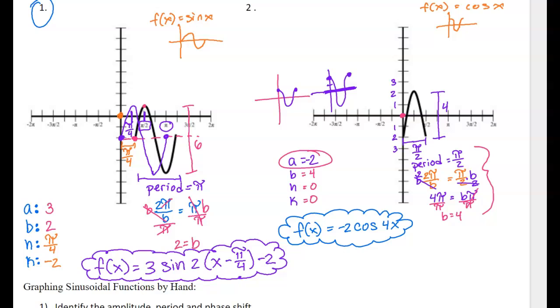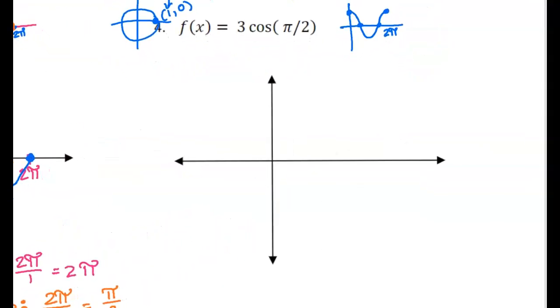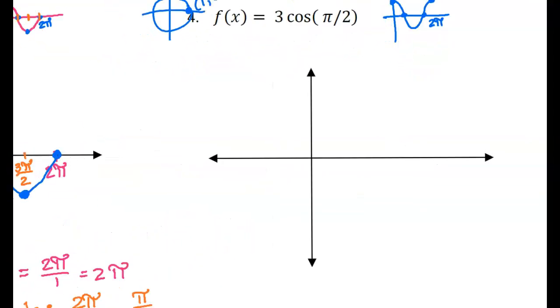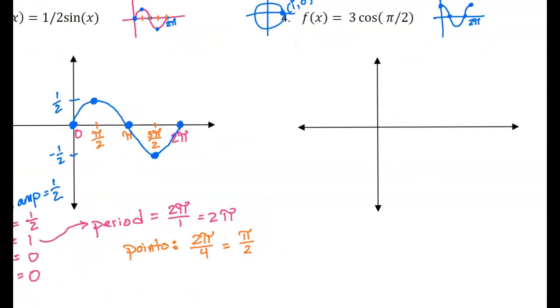Okay, so now let's go back and do the other type of problem. We're given the equation and we have to graph it. So just like always, I start off by identifying A, B, H, and K. What is our A value here? Three. So that means our amplitude is 3.